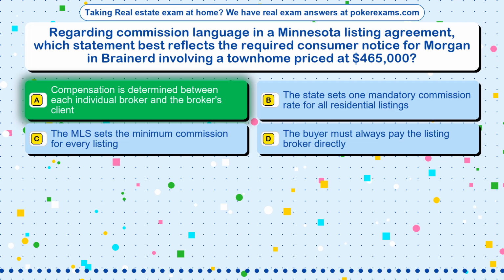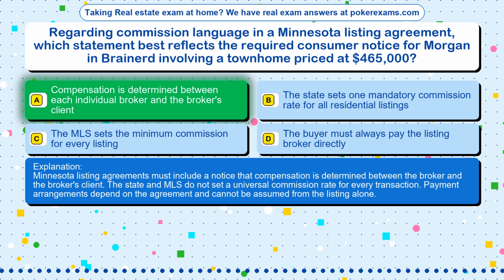The correct answer is option A. Compensation is determined between each individual broker and the broker's client. Minnesota listing agreements must include a notice that compensation is determined between the broker and the broker's client. The state and MLS do not set a universal commission rate for every transaction. Payment arrangements depend on the agreement and cannot be assumed from the listing alone.